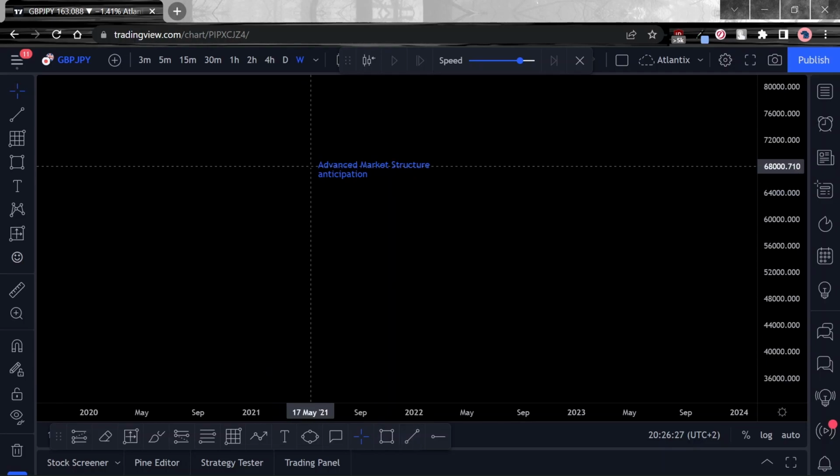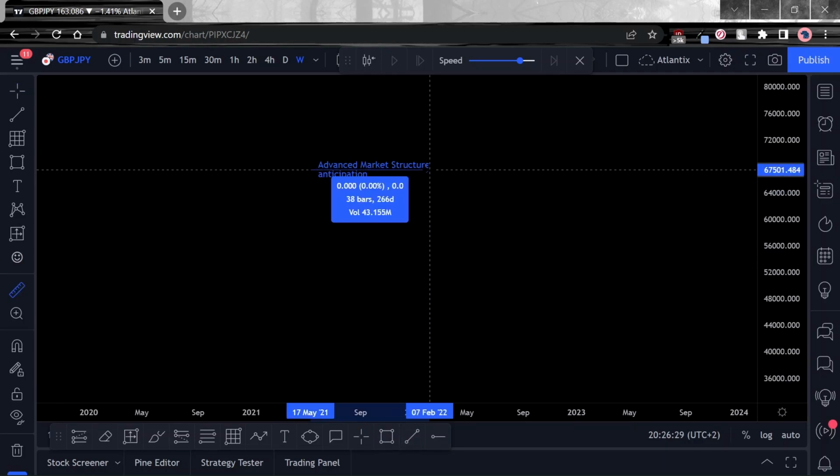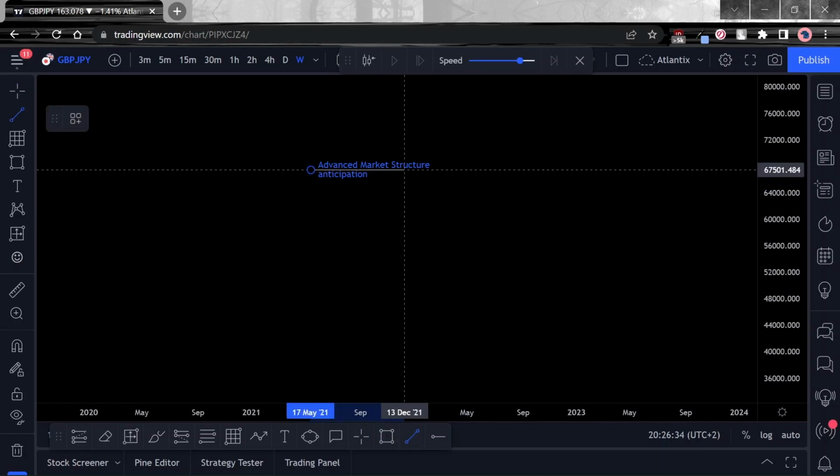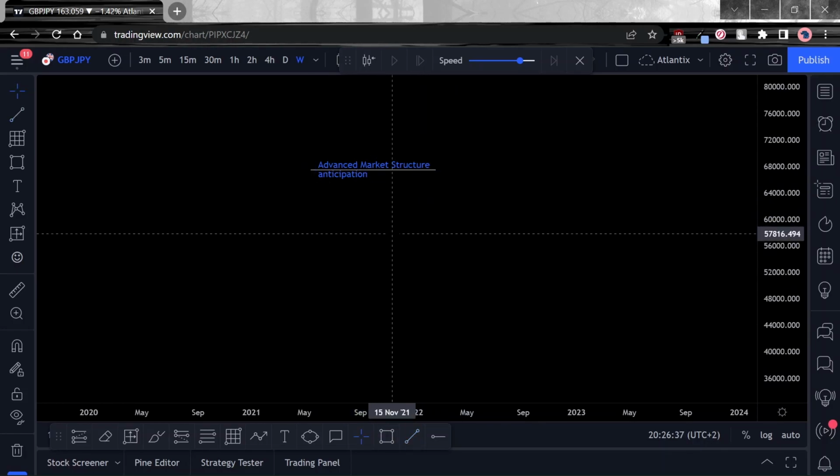So what are we simply trying to do? What we're trying to do by looking at advanced market structure is to use our understanding of basic market structure in terms of higher highs, higher lows, and how those relate to internal or minor structure to anticipate changes in the move of the market.